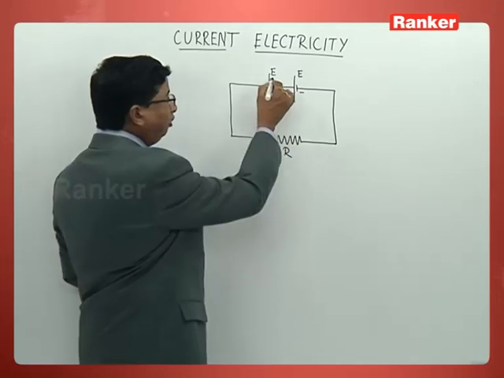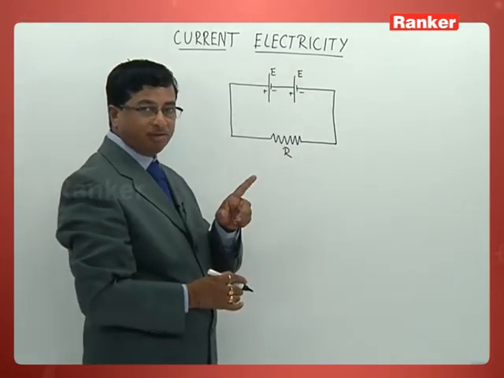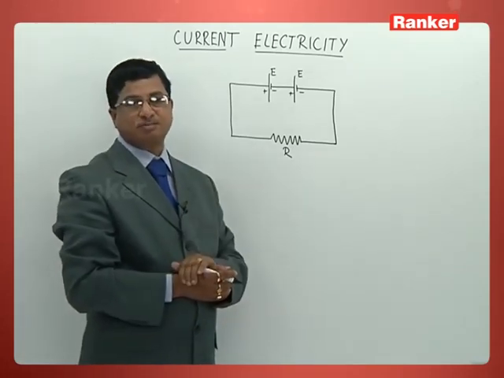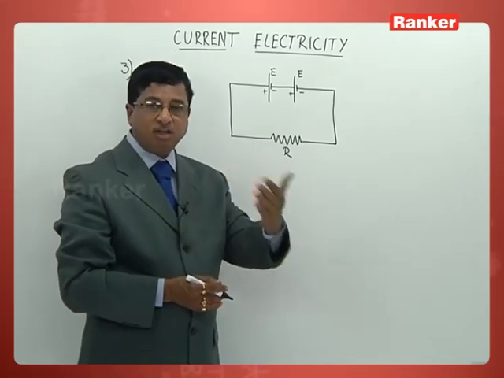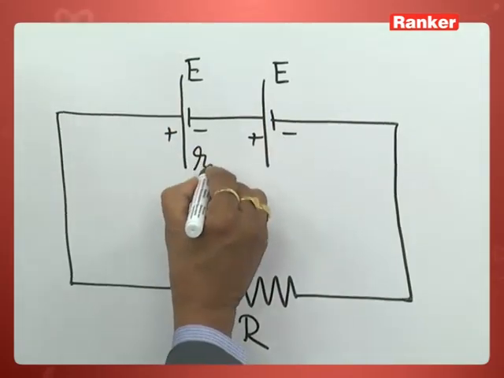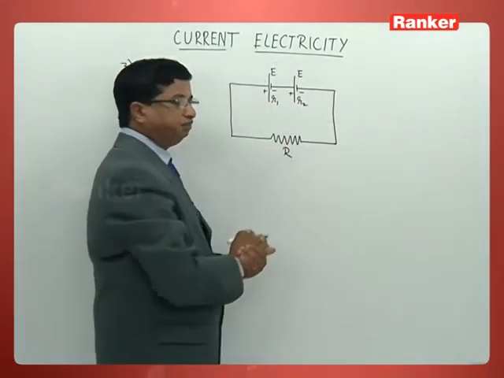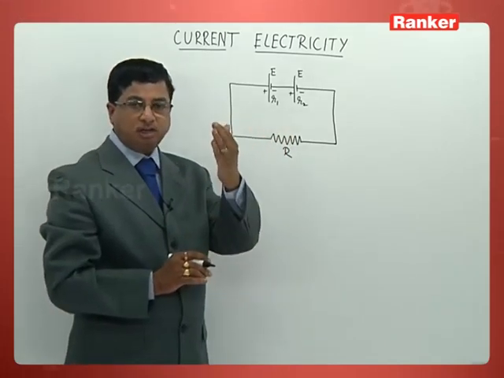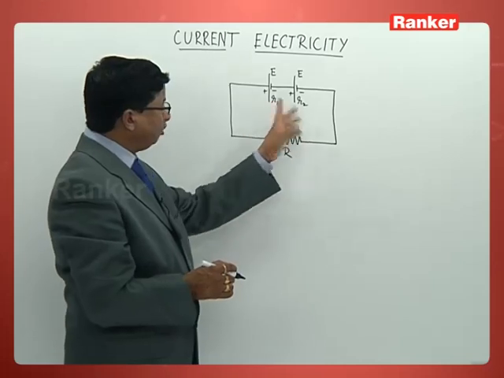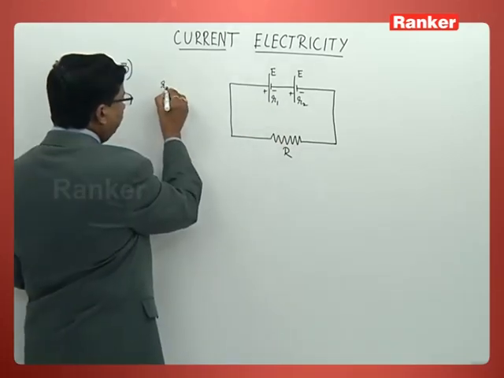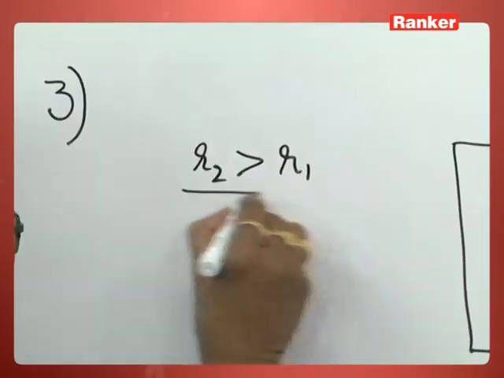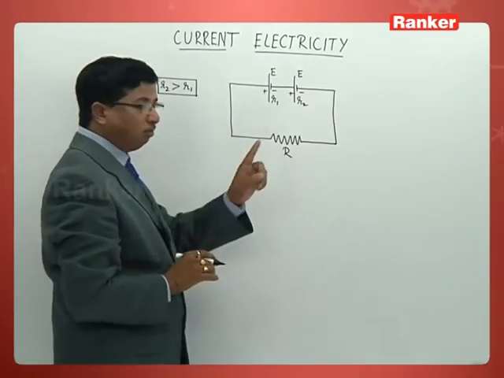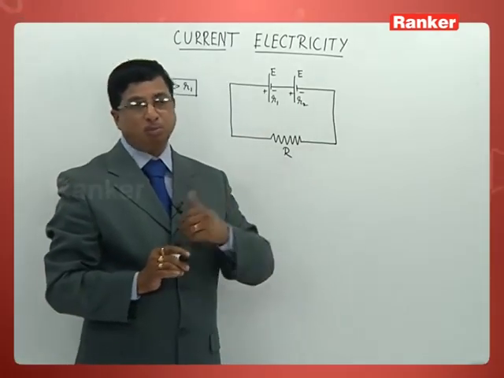That means they do have the same EMF. Observe carefully, but they don't have the same internal resistance. Internal resistances are given differently. So let us take this one as R1 and this one as R2. This is actually the description given in that problem. And another thing he has given, R2 is greater than R1. That is the relation mentioned in the problem. Even this we have to take for granted while doing the problem.